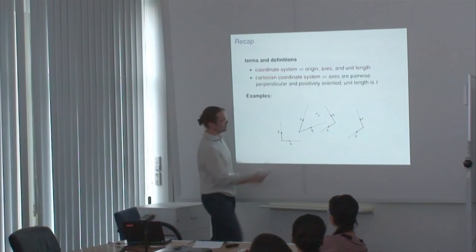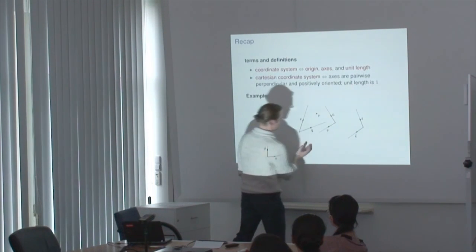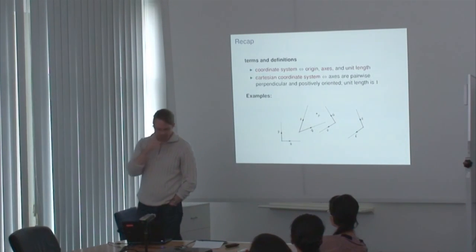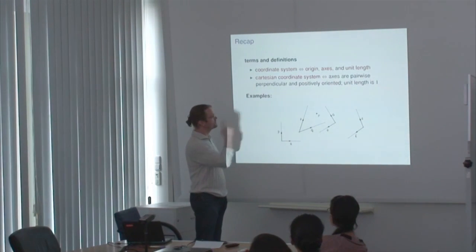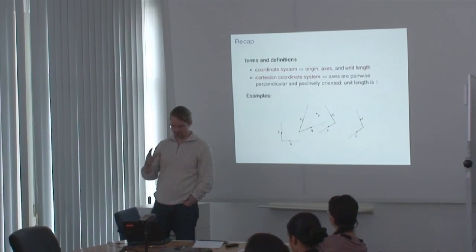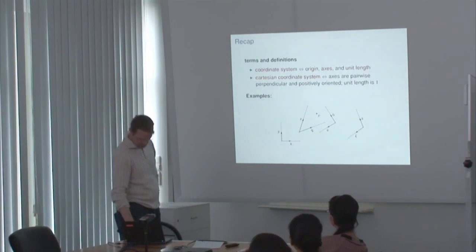We have this. In the case of U and V, it's also like this, actually for all of them, Q and R, they are all positively oriented. The third thing about a Cartesian system is that the unit length is indeed the real number 1. Okay.